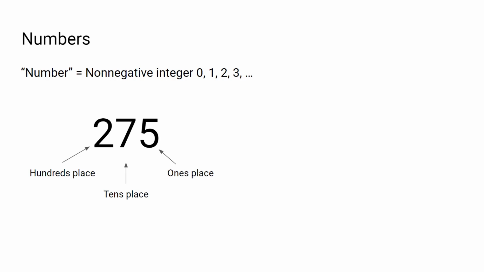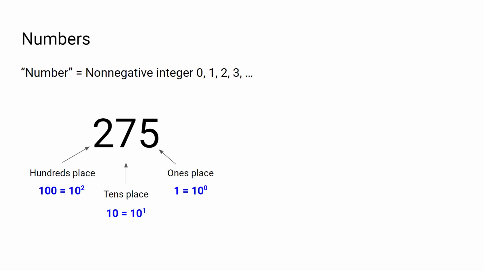Let's think about those places. Each place in a number is a power of 10. 1 is 10 to the 0, 10 is 10 to the 1, and 100 is 10 to the 2. The digits are there in those places to tell you how many copies of that power of 10 to use. So 275 uses 2 hundreds, 7 tens, and 5 ones.